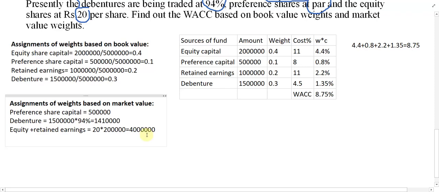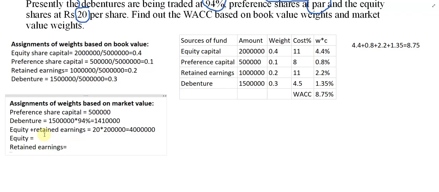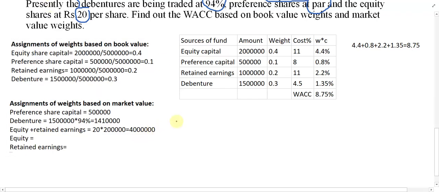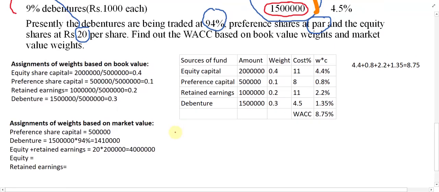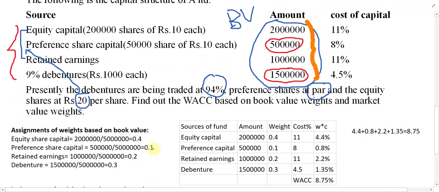So this 4 million should be divided between equity as well as retained earning. Equity and retained earning is equal to 4 million. How can you divide it? Let me divide it in this ratio. Equity is equal to how much? And the second one, retained earning is equal to how much? The question is on which proportion we should divide this 4 million between equity and retained earning. This 4 million will be divided based on the ratio of their book value.